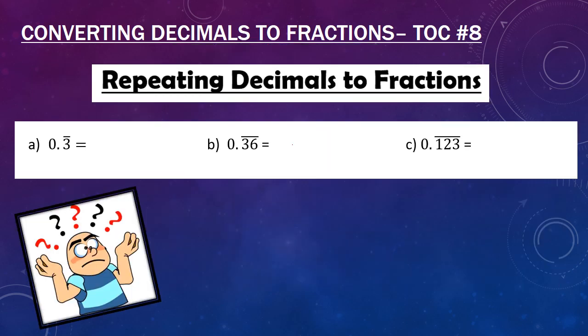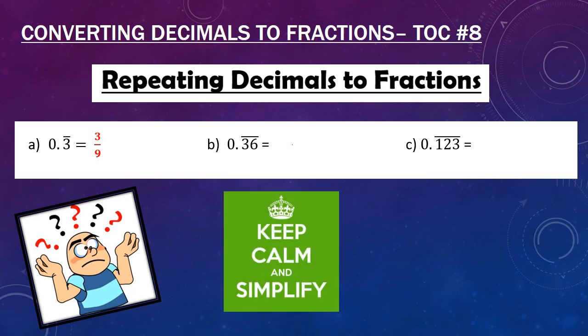Let's look at some practice. In letter A, we have 0.3 repeating, which means we take that 3 and write it over a 9. There's only one 3 written, so we write one 9, and then we need to simplify. We can divide both the 3 and the 9 by 3, and we end up with 1/3. That's how we get 1/3 equals 0.33333, which is one of those fractions you should have memorized.